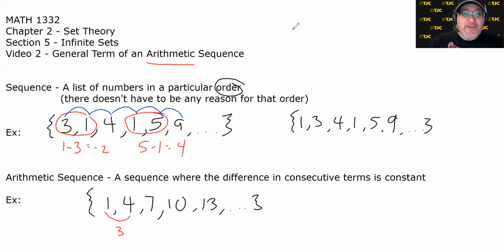4 minus 1 is 3. Remember, it's always the second minus the first. 7 minus 4 is 3. 10 minus 7 is 3. 13 minus 10 is 3. So that's what makes a sequence arithmetic. When I subtract one number minus the one in front of it, I get the same answer every time.